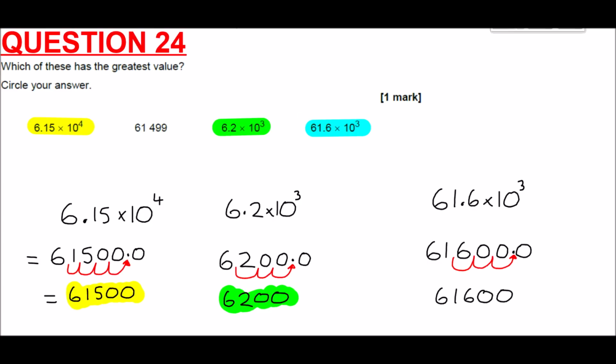And so compare the 4 numbers, not forgetting, of course, the one we've not changed. 61,600 is bigger than them all. So the one we need to circle is the one which is 61,600, which is this number. So make it clear that we're circling this one.